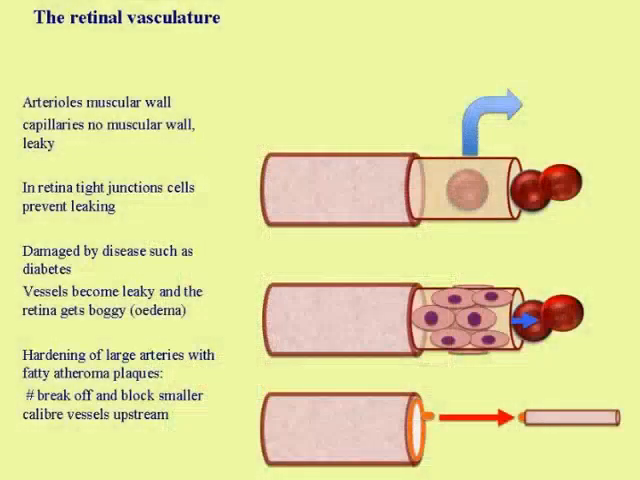Now, the retinal vasculature is pretty tight. It doesn't leak. Normal vasculature isn't tight and leaks. In the retina, it doesn't. It has these very tight junctions between the lining cells.